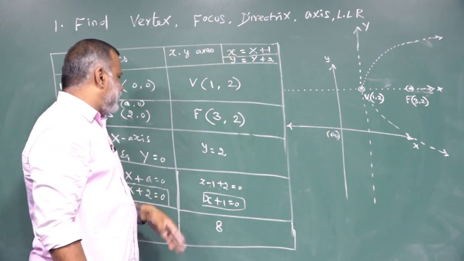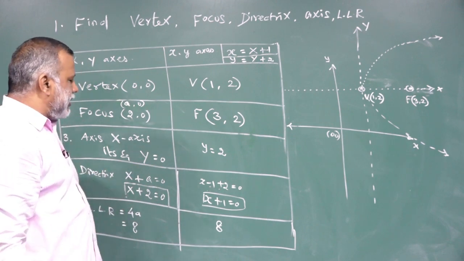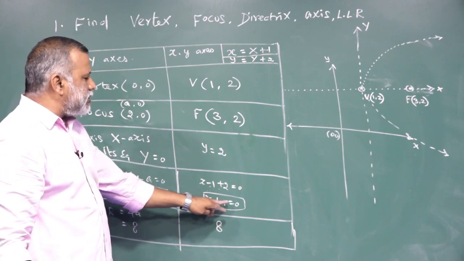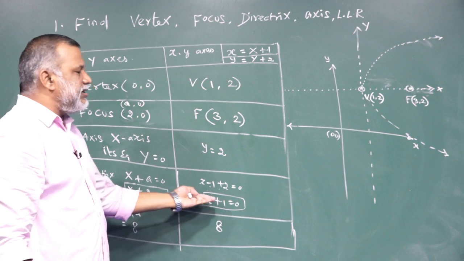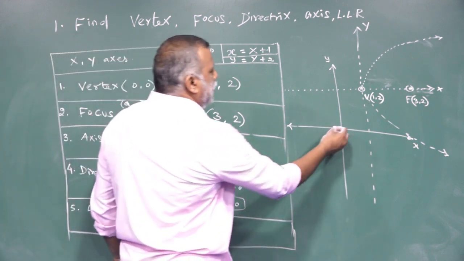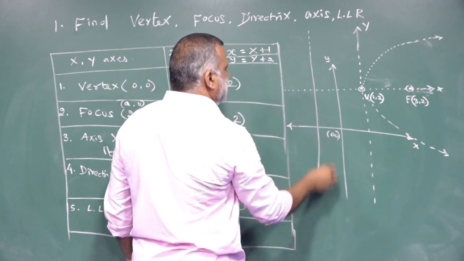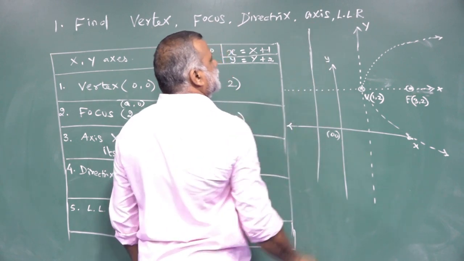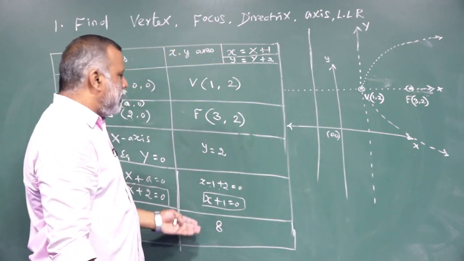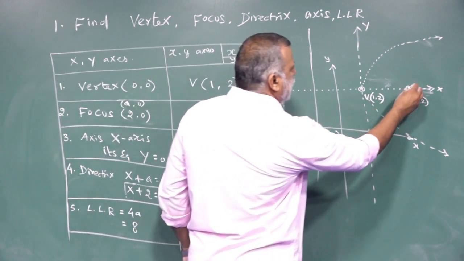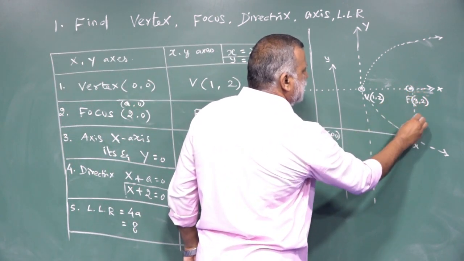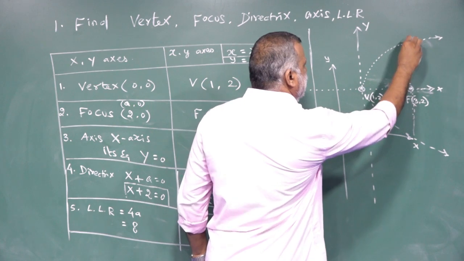In this diagram, we are able to work out the directrix. See here, x plus 1 equals 0. That means x equals minus 1. x equals minus 1 should lie here only. This is the directrix. So we are able to work out. Then the length of the latus rectum must be here only. This is the length of the latus rectum.